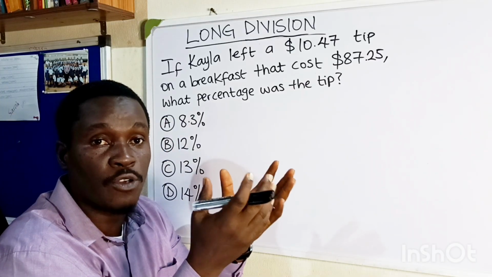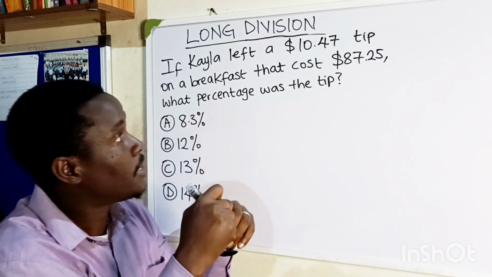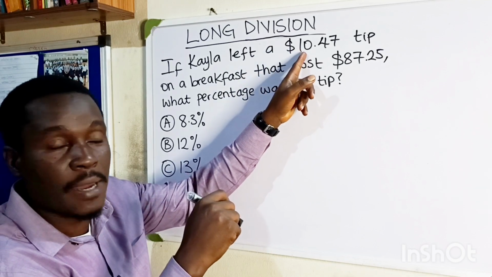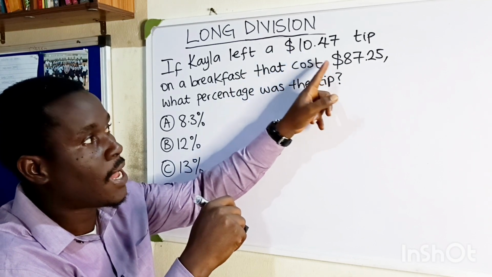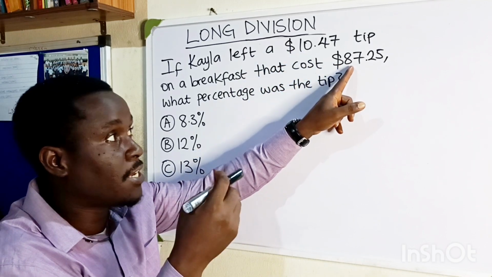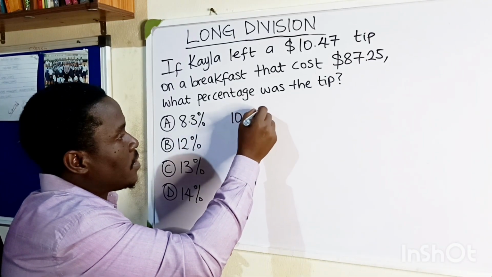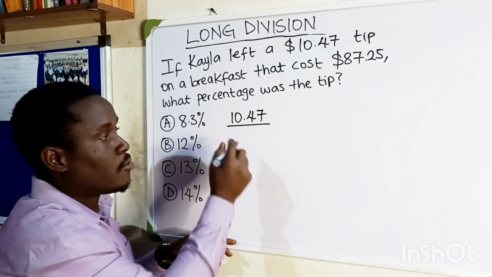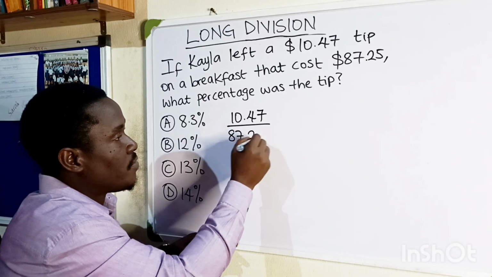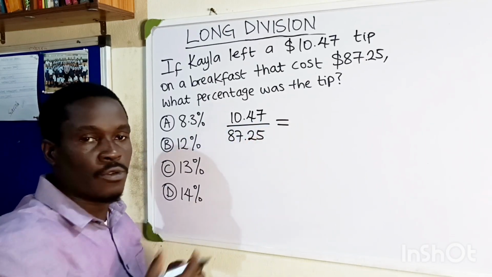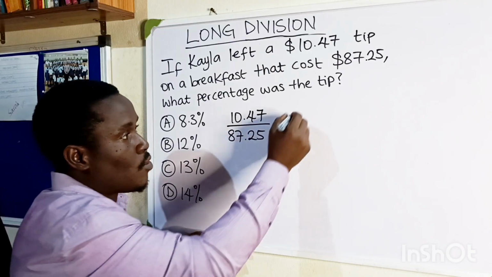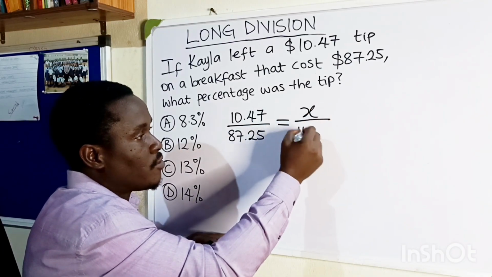We can use proportion to solve this question easily. Now, this is the amount that was left as a tip, and it is a percentage of the entire amount. So we can write 10.47 all over the total amount, which is $87.25, is equal to, do we know the percent? We don't know, so we call it X all over 100.